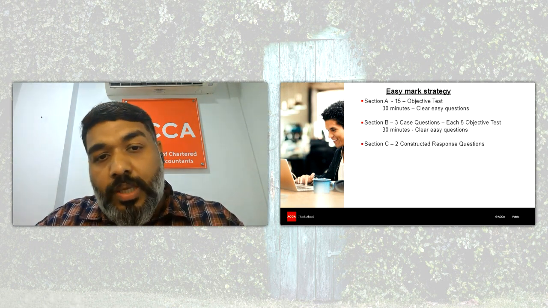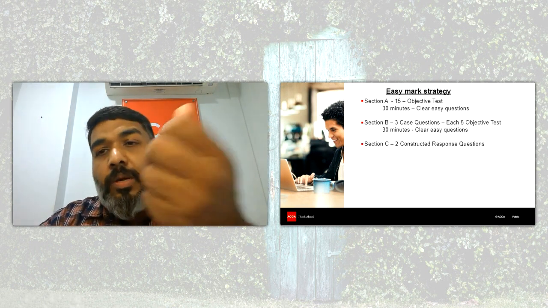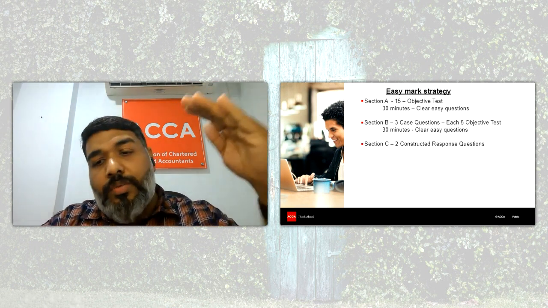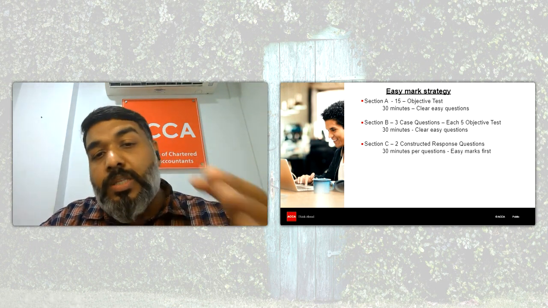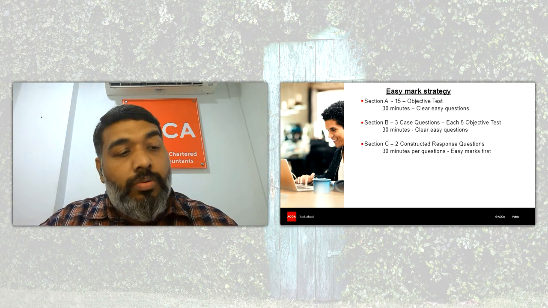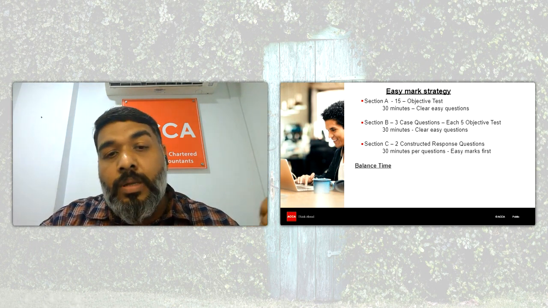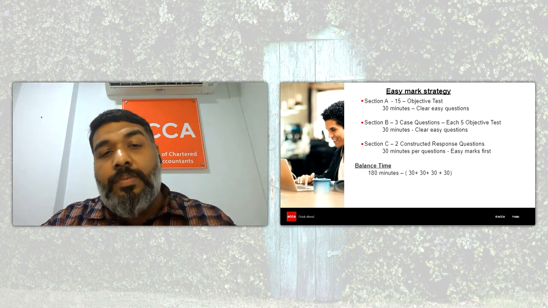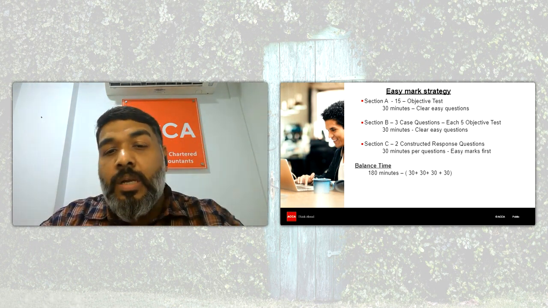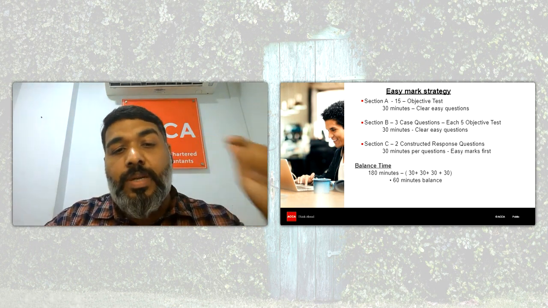So do the easy ones. In Section C also, pick out the easy requirements. Pick out whatever you can write really quick, and mark it. And that one is 30 minutes per question. Which means out of the 180 minutes, Section A takes 30 minutes, B another 30 minutes, C 60 minutes, and you would be left with 60 minutes balance.